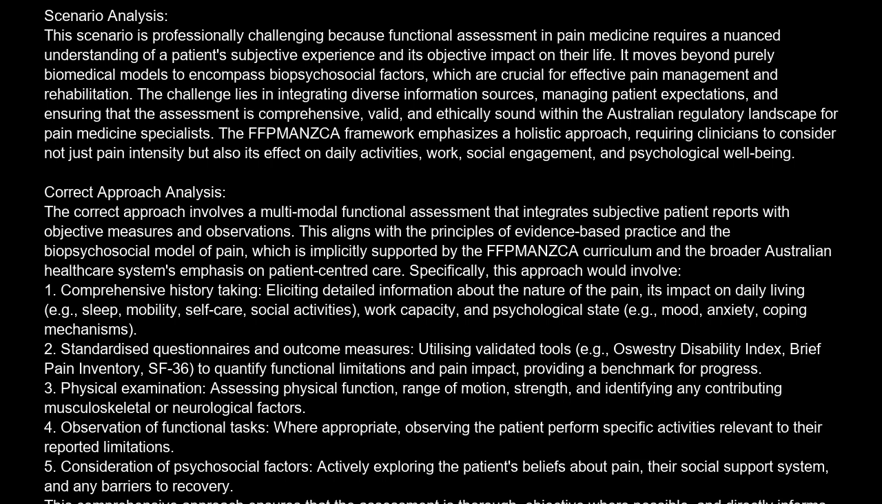1. Comprehensive history taking, eliciting detailed information about the nature of the pain, its impact on daily living, e.g., sleep, mobility, self-care, social activities, work capacity, and psychological state, e.g., mood, anxiety, coping mechanisms. 2. Standardized questionnaires and outcome measures, utilizing validated tools, e.g., Oswestry Disability Index, Brief Pain Inventory, SF36, to quantify functional limitations and pain impact, providing a benchmark for progress.